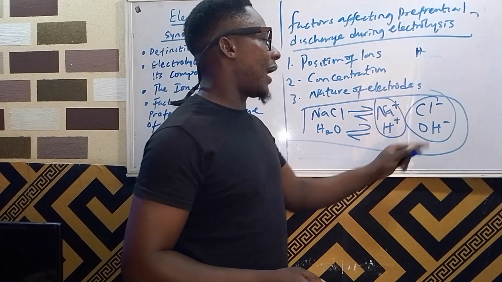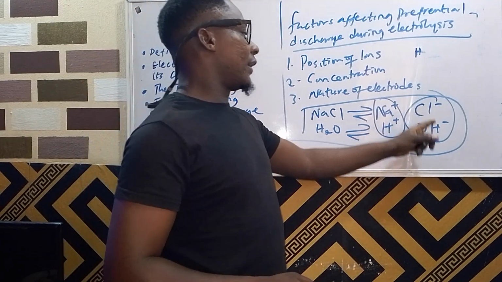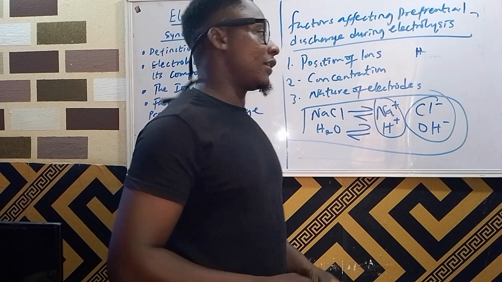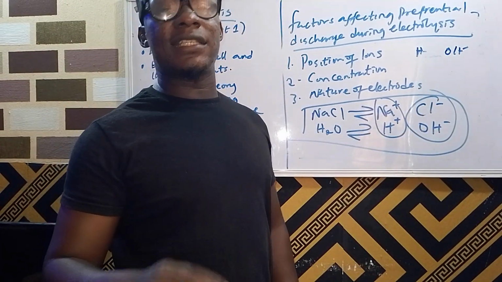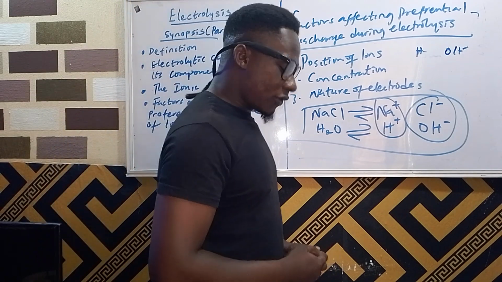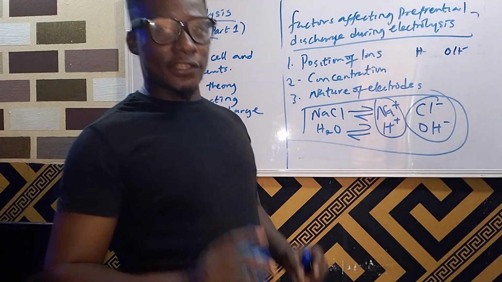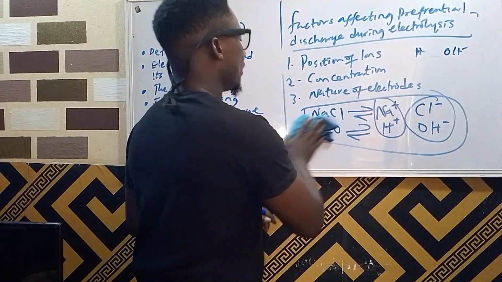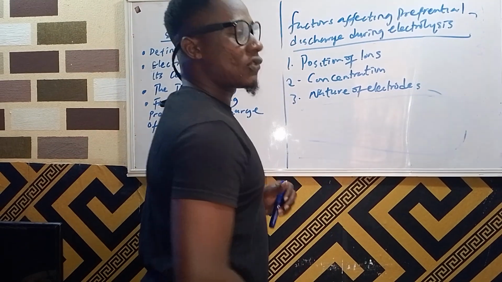The same thing applies to chloride ion and hydroxide ion. Hydroxide is preferentially discharged because it is lower in the activity series. So the ones that are lower in the activity series are preferentially discharged during electrolysis. That's number 1. The second one is concentration.